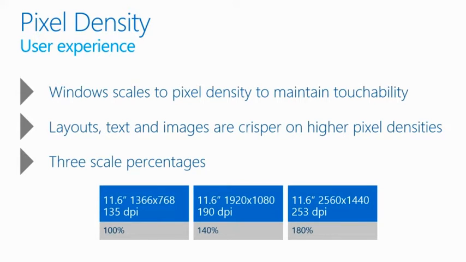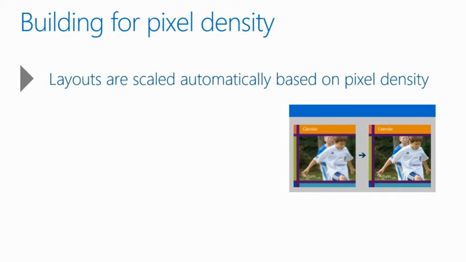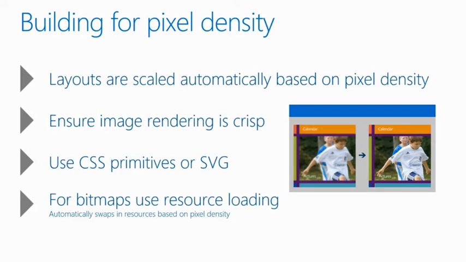So for anything that's vector drawn, this is fine. It'll just look really good and really crisp because there'll be more dots for the same amount of graphic, and everything will look just great. However, it's not going to look great for images. The layout, as I said, will get scaled up automatically, but we need to ensure that we get crisp rendering of images. If you're using HTML, you could use CSS or SVG to do some of this stuff, or with XAML, you can use paths to draw stuff. And for bitmaps, you can use a trick called resource loading.